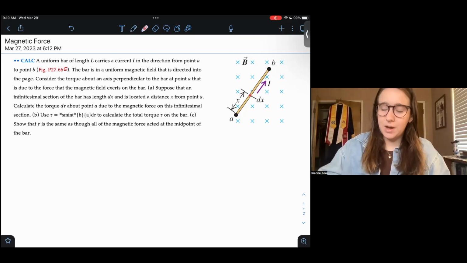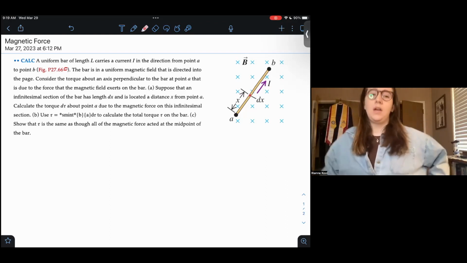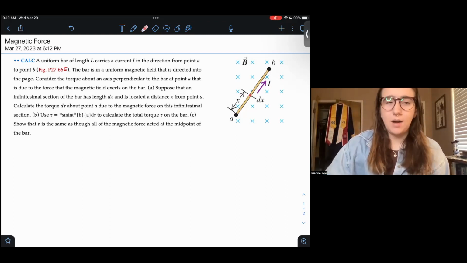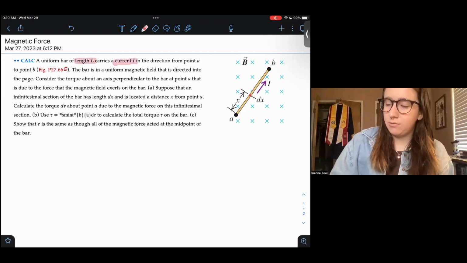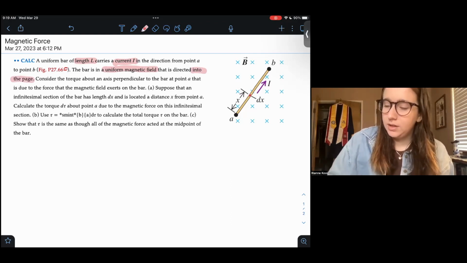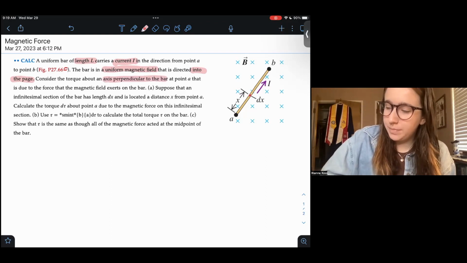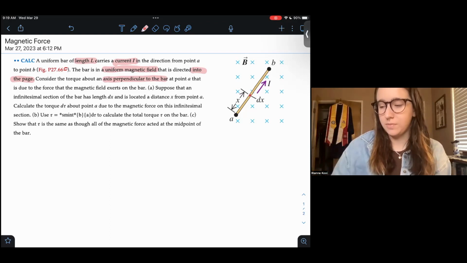Let's read the problem, and I'll underline some buzzwords that I see. It says, a uniform bar of length L carries a current I in the direction from point A to point B. The bar is in a uniform magnetic field that is directed into the page. Consider the torque about an axis perpendicular to the bar at a point A that is due to the force that the magnetic field exerts on the bar.